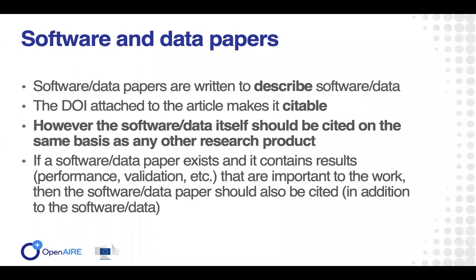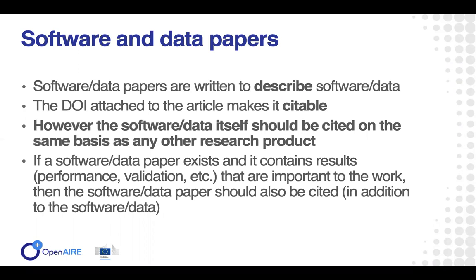Then there is another resource that you can use, which are software and data papers. Now these are a specific kind of scientific literature. The main aim of a software or a data paper is to describe a software or a dataset, okay? So in a software and data paper, you do not tell people what you did thanks to your software or what conclusion you reached thanks to your data, but instead you describe fully the software and the data. Because they are scientific papers, you will get a DOI attached to the article, so you can cite directly the article describing the software or the data.